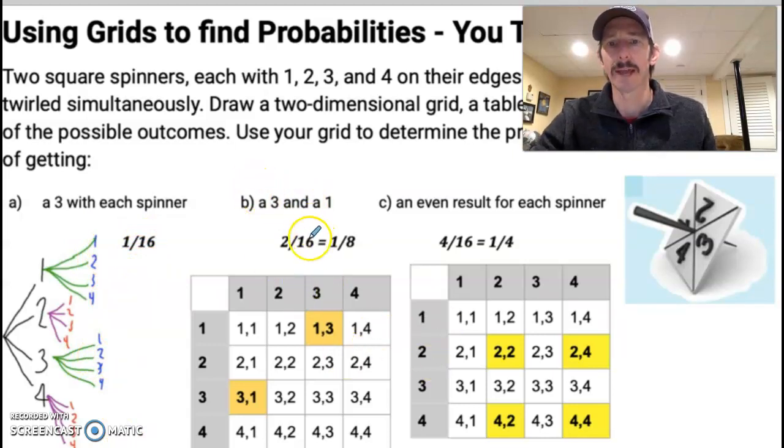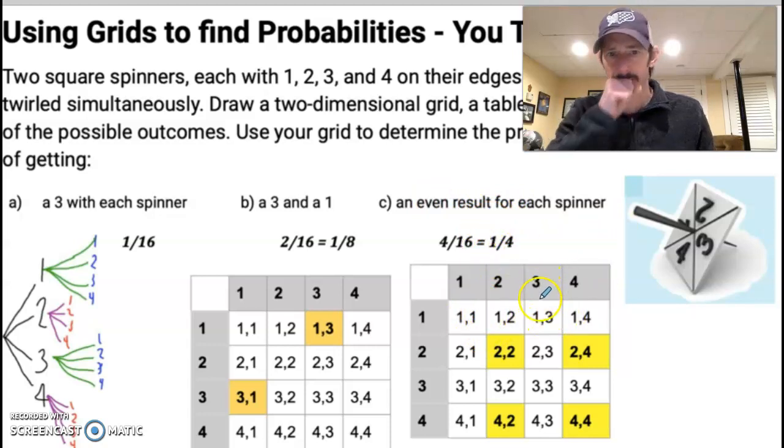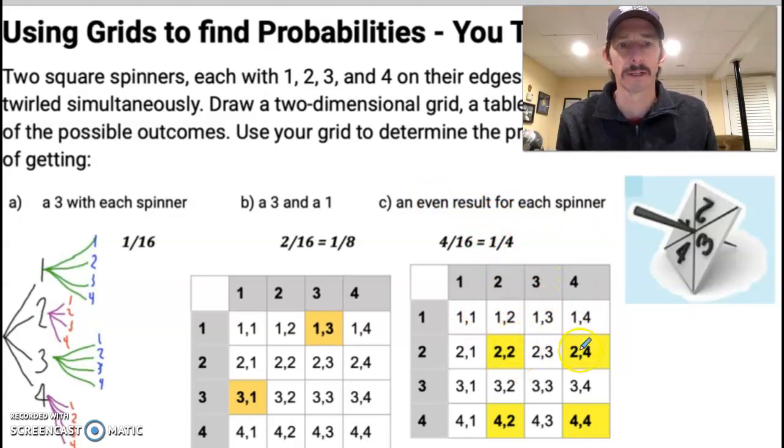Using the table, a 3 and a 1, I needed both of those things to occur simultaneously. And so you'll notice that's 2 out of the 16 in my sample space. That reduces to 1/8. And if I just want to get an even result for each spinner, that means both spinners have to land on either 2 or 4. So again, I use this and I can count up that happened on 4 of them, and so that'd be 4 out of 16 or a quarter.